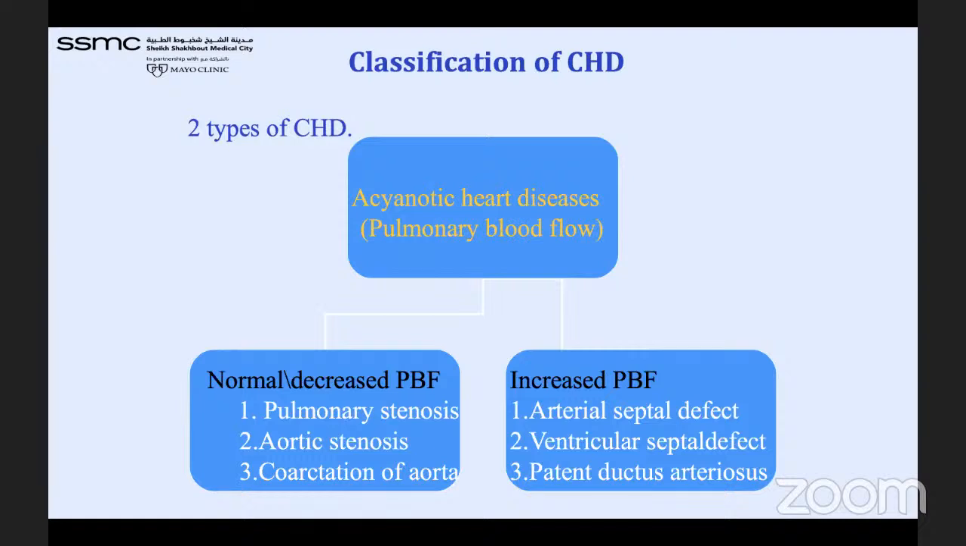So for acyanotic heart diseases, you have to see the pulmonary blood flow. If it is normal or decreased pulmonary blood flow, this is pulmonary stenosis, aortic stenosis, coarctation. If it is increased pulmonary blood flow, ASD, VSD, patent ductus arteriosus. So you don't have to remember, it's very obvious by the disease. Normal or decreased is where there is a constriction, stenosis, coarctation. Increased is when there is a defect. Patent ductus arteriosus is a defect, VSD and ASD, all are defects.